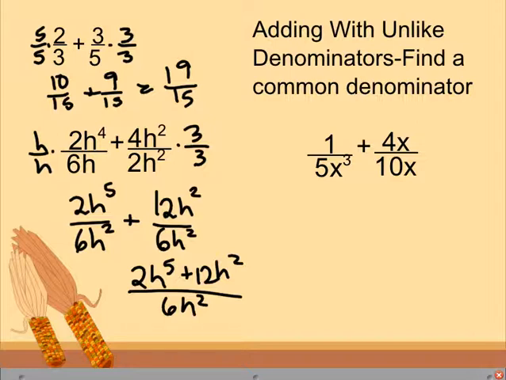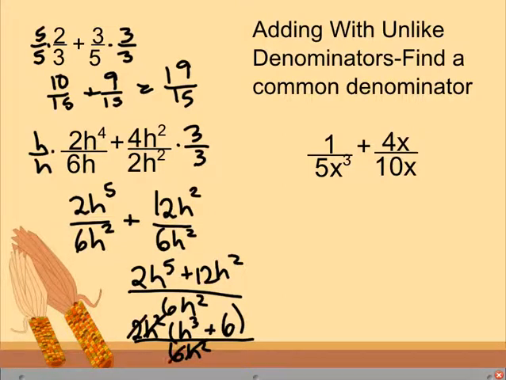I'm going to factor out a 2h squared to get h to the 3rd plus 6 over 6h squared. So the h squareds are factors that can simplify, and the 2 and the 6 can simplify. So my answer is h to the 3rd plus 6 over 3.